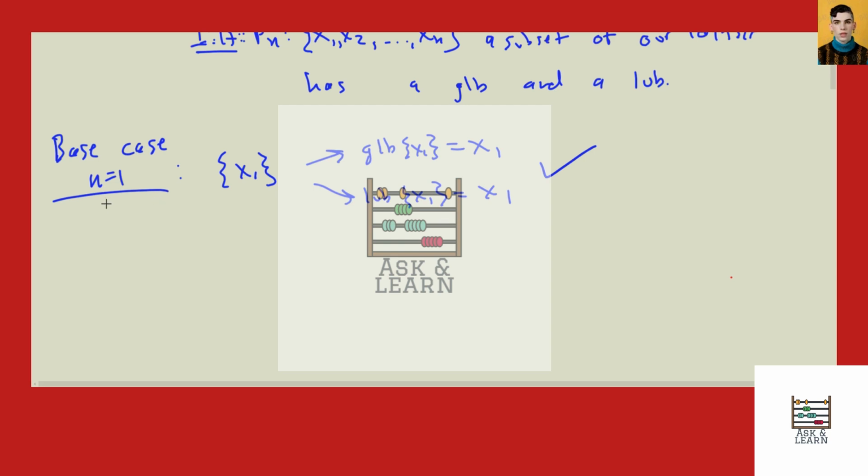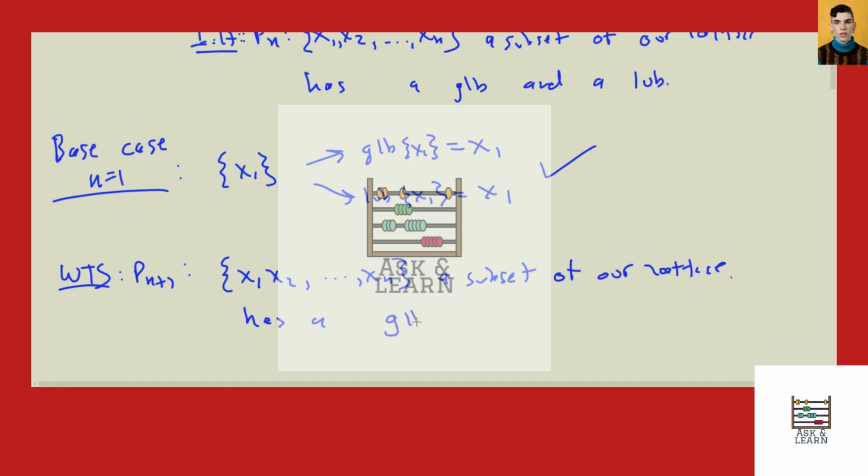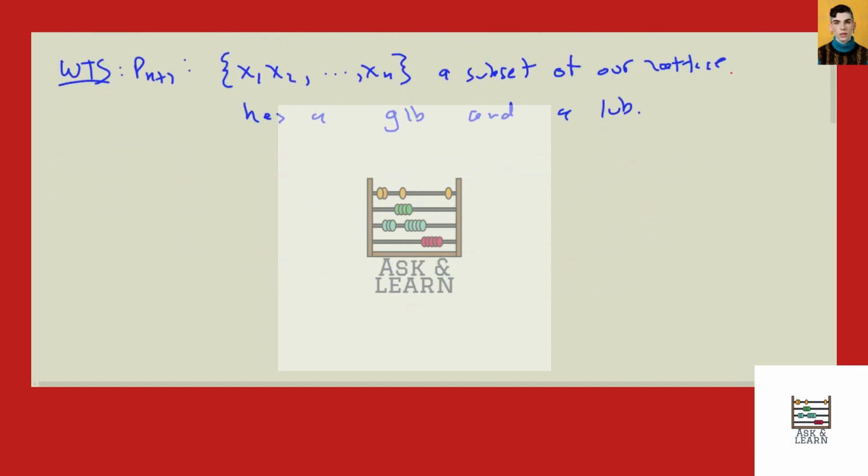So now let's figure out what we want to show. So we want to show for our induction proof to hold that Pn plus 1 is true, which is the statement x1, x2, dot, dot, dot, all the way up to xn plus 1, a subset of our lattice has a greatest lower bound and a least upper bound. So that's what we want to show. So let's go ahead and start the proof now.